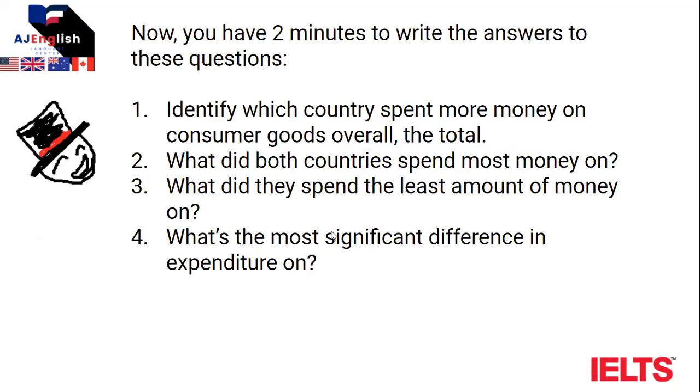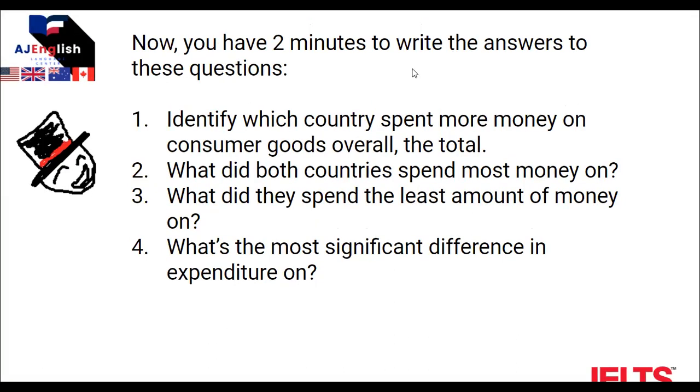Next, you have 2 minutes to write the answers to these questions. Number 1, identify which countries spend more money on consumer goods overall. What is the total amount of money they spend? And then, what did both countries spend most money on? I'm helping you here, right? Because this is what you have to look at. It's about expenses, so they spend more, and then what they spend the least amount of money on. That is the main feature. It's very important. You have to have the main features.